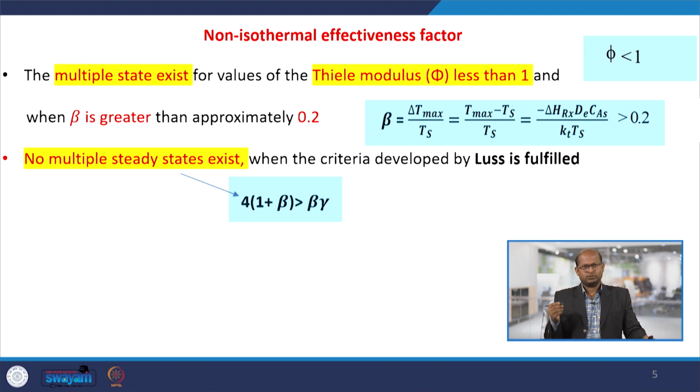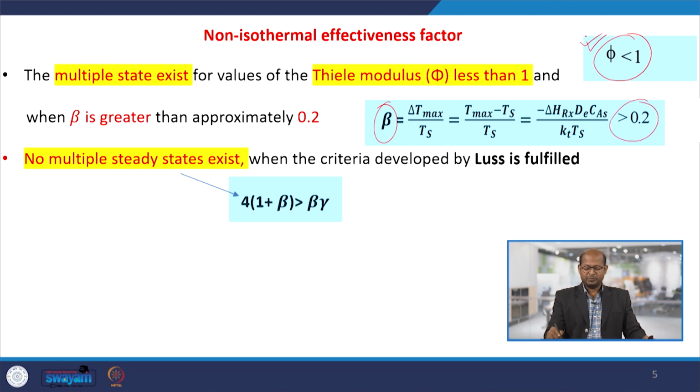it depends upon that. Whenever we conduct any reaction, we should expect that one steady state should be maintained, but in such cases the effectiveness factor is more than 1. In those cases phi should be less than 1 and beta should be greater than 0.